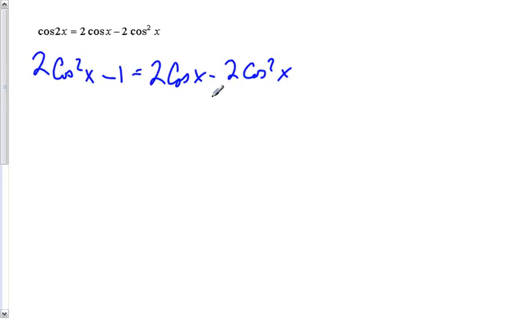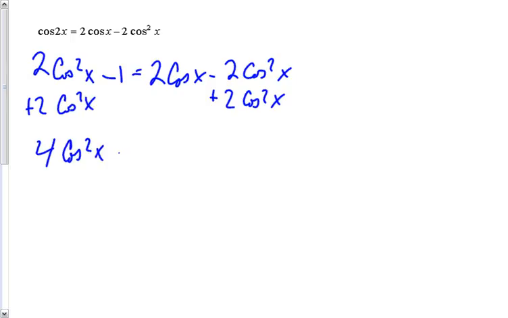This is where people make mistakes. You have to add 2 cosine squared x to that side, and if I add it over here, I get 4 of them now. 4 cosine squared x minus 1 equals 2 cosine of x. A lot of people will just add minus, minus, they cancel. Wrong. After that, I'm going to subtract 2 cosine of x.